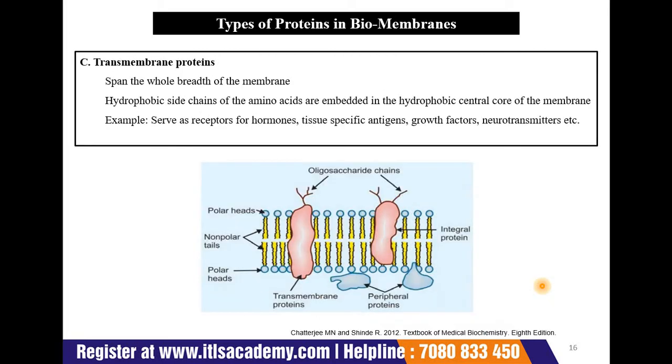Now, another type of protein is transmembrane proteins. If you look here, these are the transmembrane proteins. They span the whole breadth of the membrane. In the structure, they are coming out here and they are here as well. So the difference between integral and transmembrane is that integral proteins are completely embedded, but transmembrane proteins span the whole breadth of the membrane. The hydrophobic side chains of the amino acids are embedded in the hydrophobic central core of the membrane. These proteins basically serve as receptors for hormones, tissue-specific antigens, growth factors, neurotransmitters, etc.